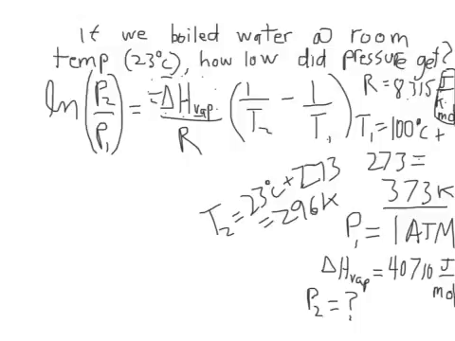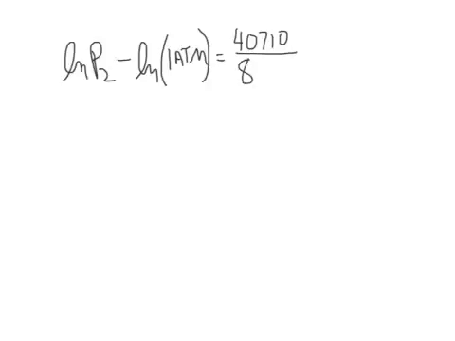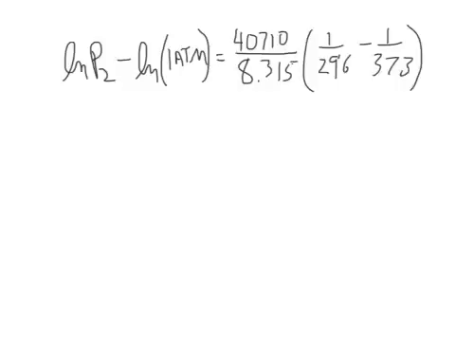Alright, so now we're actually ready to do some math. Let's solve this equation for P2. Here's a little trick: ln P2 over P1 is the same thing as ln P2 minus ln P1. So we can separate the P2 and P1 there. I went ahead and put in 1 ATM for P1, and I'm going to put in our delta H vap and our R. And I put in our T2 and T1. Hey, pretty convenient that ln of 1 is 0.